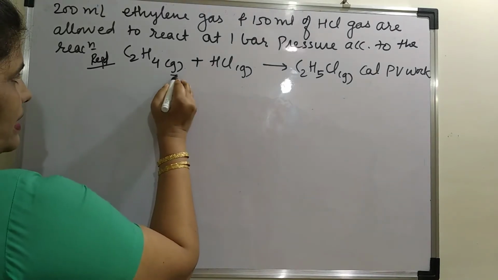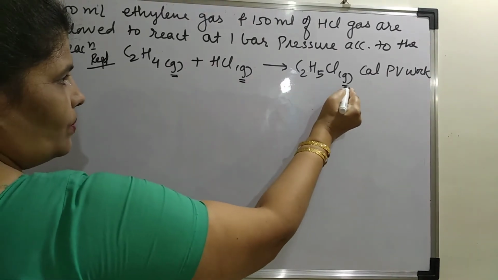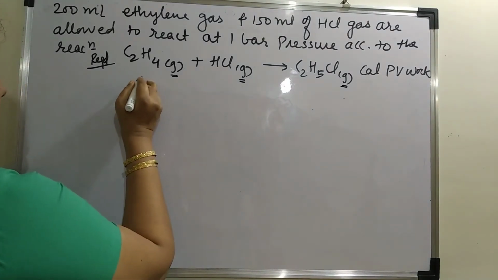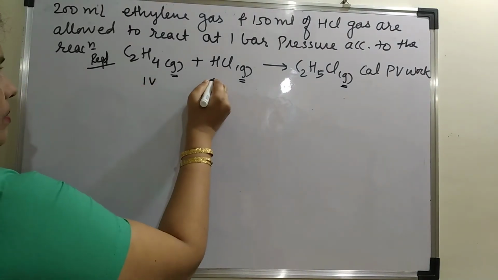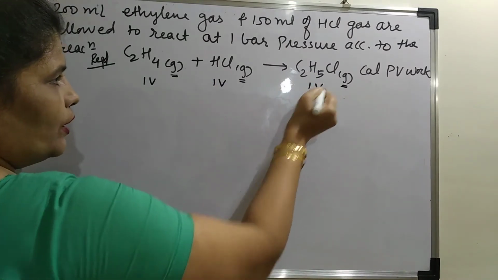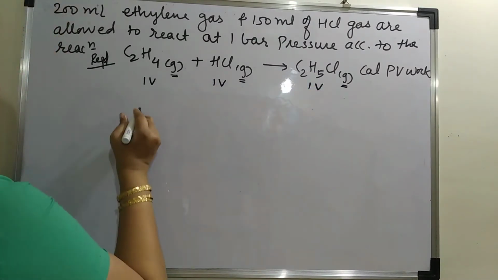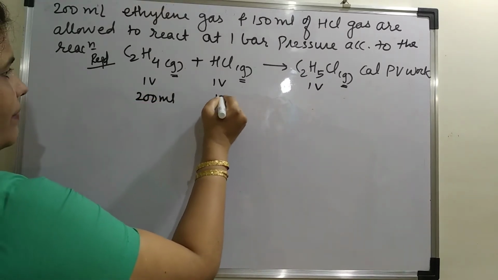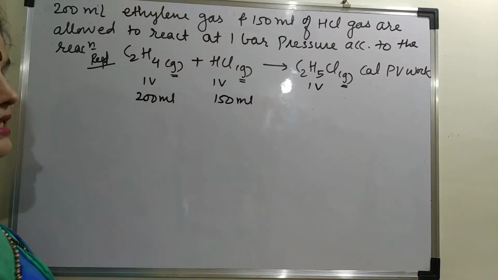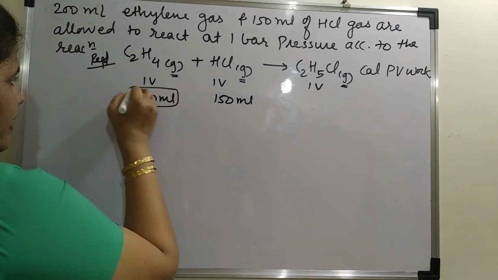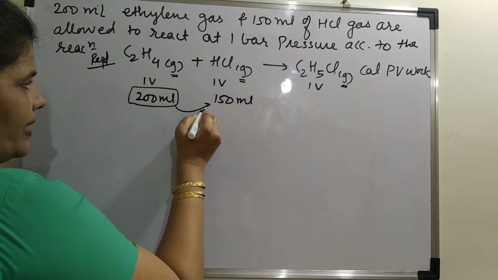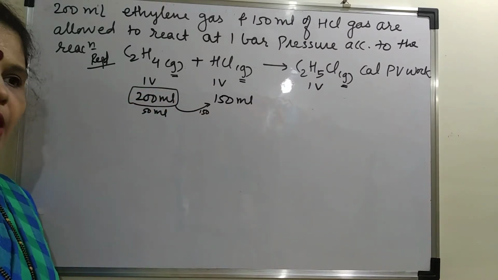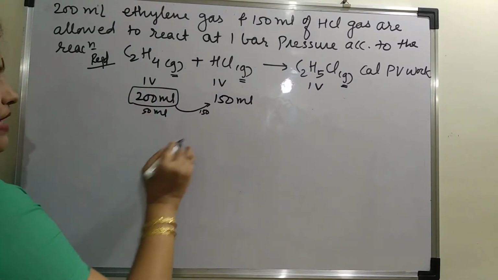Now if I see the physical state here, that is gas. So the law I can apply here is Gay-Lussac's law. According to Gay-Lussac's law, if I have one volume here, this is one volume here. Ethylene gas, they are taking 200 ml, reacting with 150 ml of HCl gas. But out of 200, only 150 will react with this and 50 ml will remain as it is in the reaction mixture, unreacted.